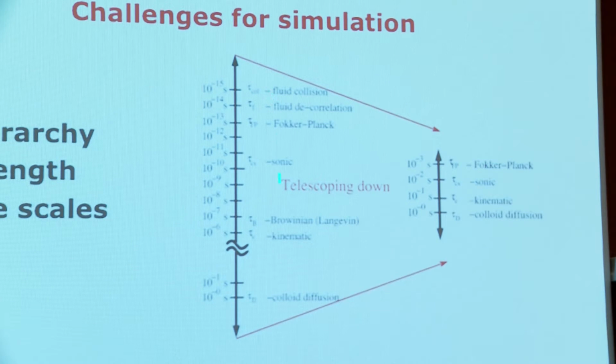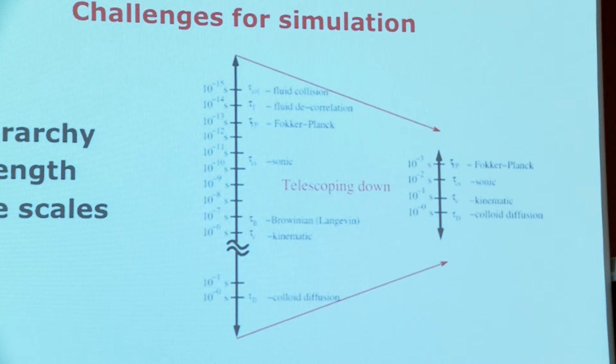In the intermediate timescales, you have many other things. For example, after a few collisions of your solvent, you will have the decorrelation of the velocity of your fluid particles. That's this fluid decorrelation timescale. The Fokker-Planck timescale has to do with the decorrelation of the force on the particles. The sonic timescale has to do with how fast, so that's the ratio between the speed of sound and the particle radius. And then you have the Brownian and kinematic timescales. Brownian would be the timescale associated with the friction coefficients, and the kinematic timescale is related to diffusion of momentum. So that would be the radius squared of your object divided by the kinematic viscosity, whereas this one is the radius squared of your object divided by its diffusion coefficient.